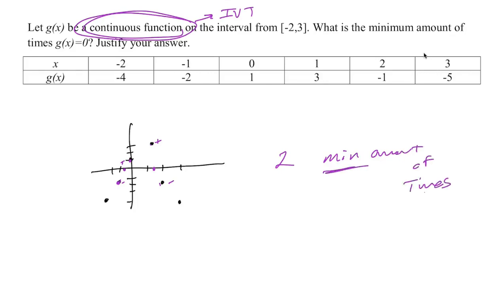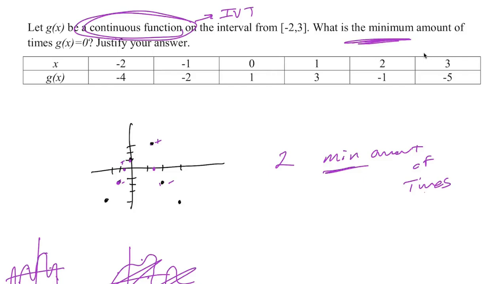Now, why is it the min amount of times? Because remember, you know this is a continuous function, but I have no idea what it looks like. My graph, let me draw that thing again, could be crazy and go all over the place. Who knows what goes on between these points? I could be doing this the whole time and have a lot more. But at the bare minimum, if you connect it, it's 2.